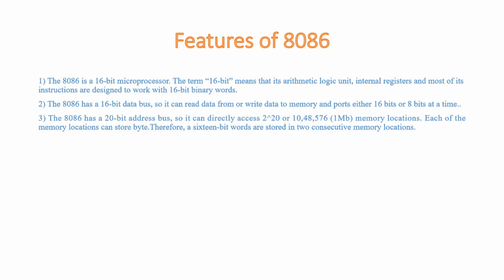So how many bits of data can it usually access? 16-bit data at a time it can access at maximum. So in order to store a word in memory, it requires 2 consecutive memory locations. It has 1 MB of memory locations, and each memory location can store only 8-bit data. So 2 consecutive memory locations are required in order to store a word of data.